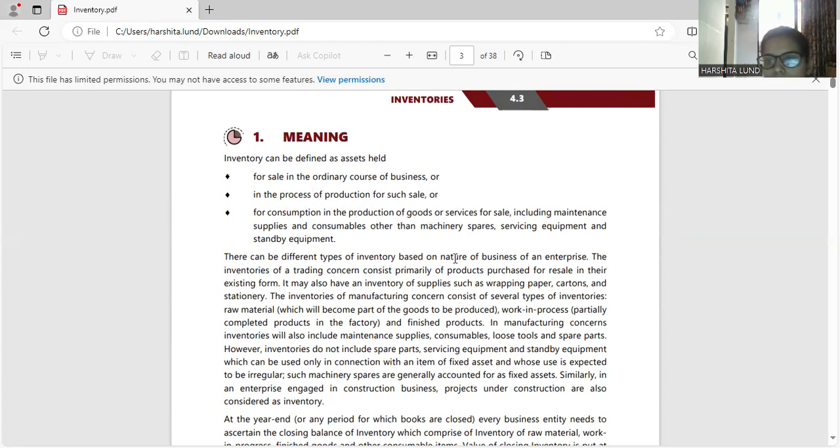Other than the machinery spares, I told you servicing equipment and standby equipment. Standby equipment are something, for example, I have one machinery, but I cannot wait if that machinery is not working, so I have another machinery which I can use for the first machinery if sometimes it is not working. So these standby equipments will not be considered as inventory, since they are part of property, plant and equipment, and they are not in the ordinary course of the business.